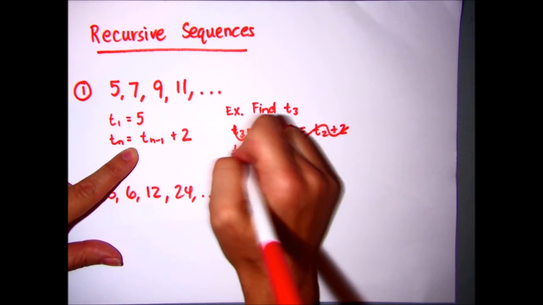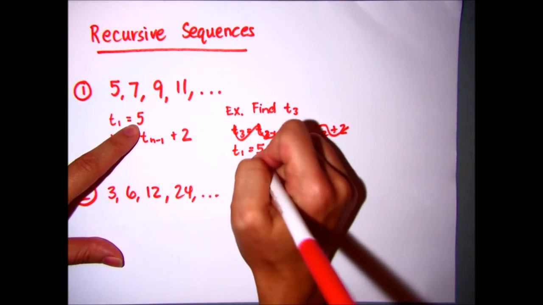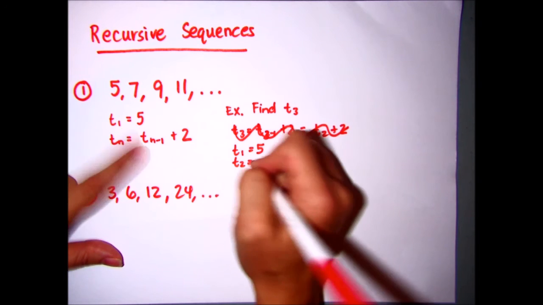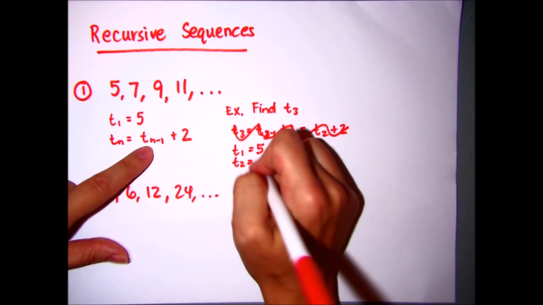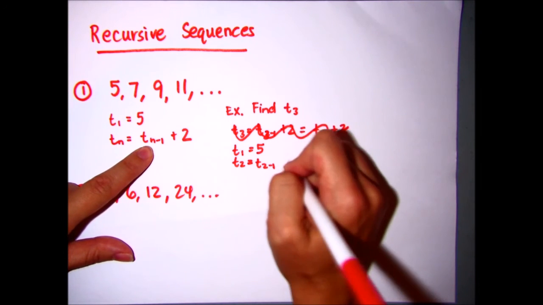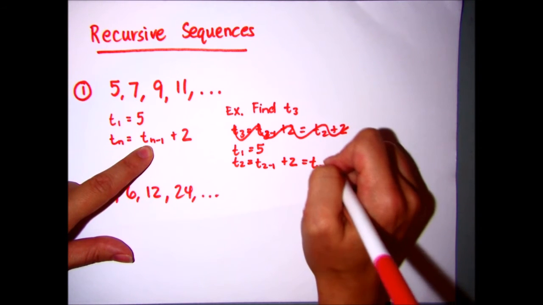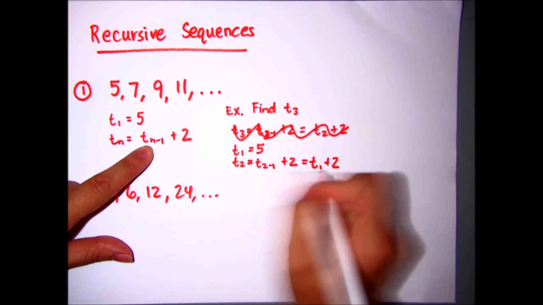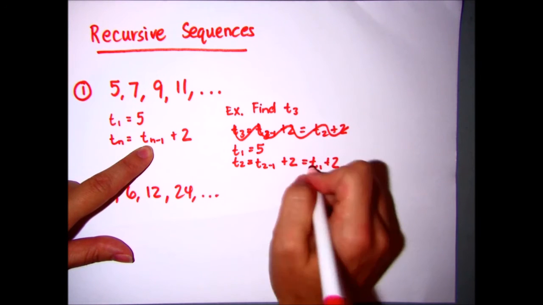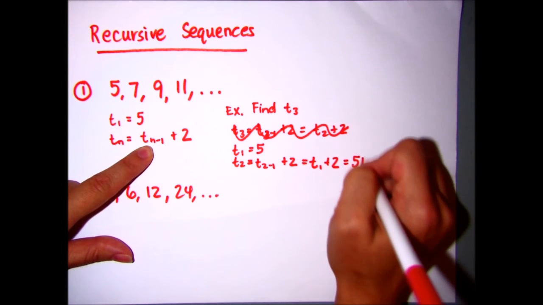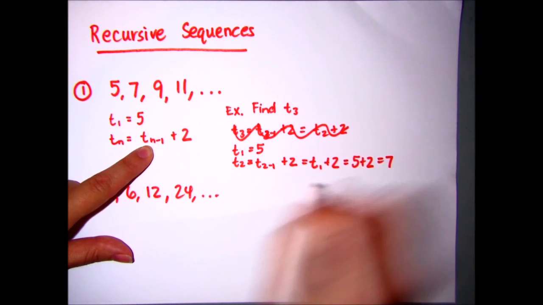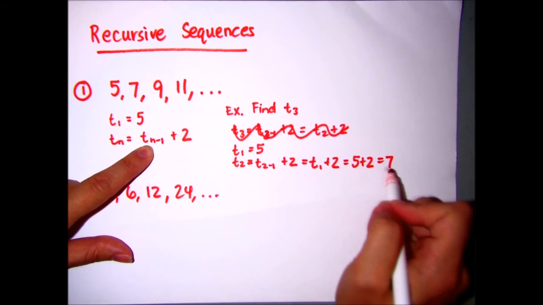Well, term 1 is equal to 5. Term 2 is equal to, now we can pull out our formula, term 2 minus 1 plus 2, which is equal to term 1 plus 2. When I simplify that, I know the value of term 1, so I can substitute that in. That would be 5 plus 2, which is 7. So term 2 is equal to 7.